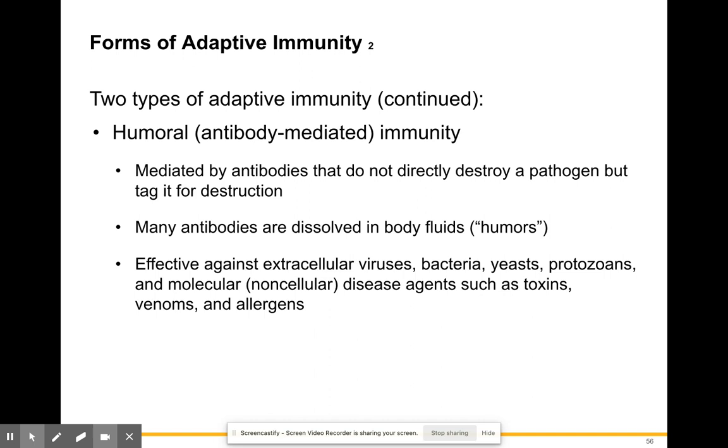When you get tested for COVID antibodies, you think you're getting tested for these things that are being made to kill COVID. That's not what they're looking for. They're looking for antibodies, which are produced by your adaptive immunity to label COVID so that COVID can be killed by something else later on.